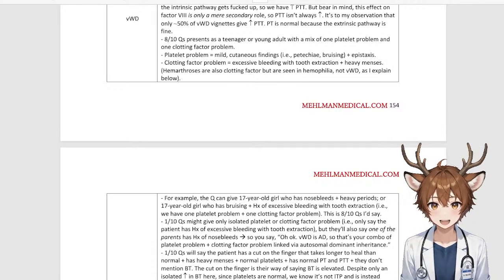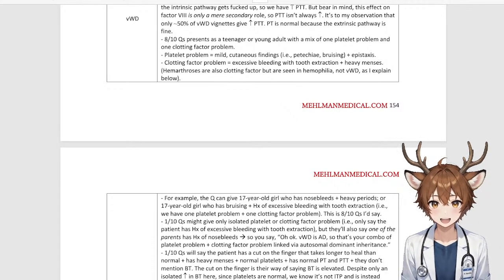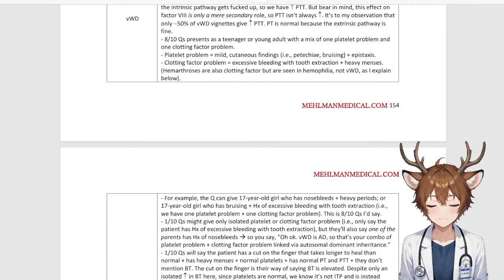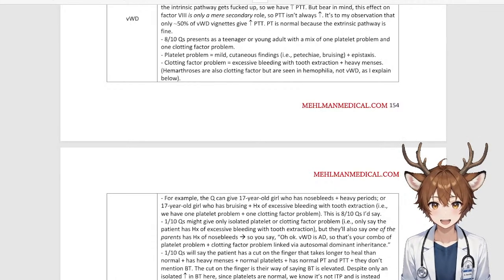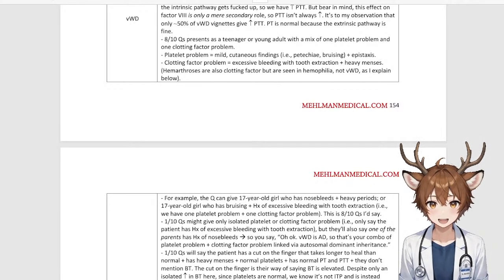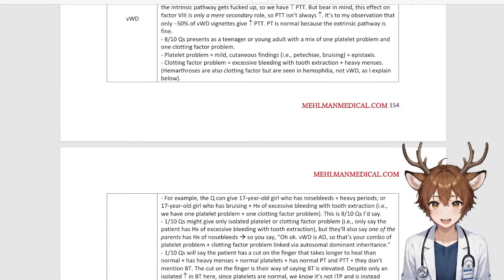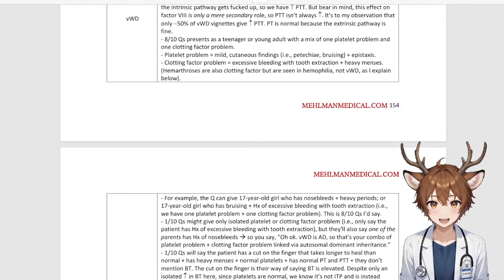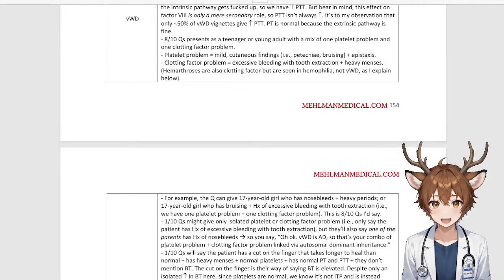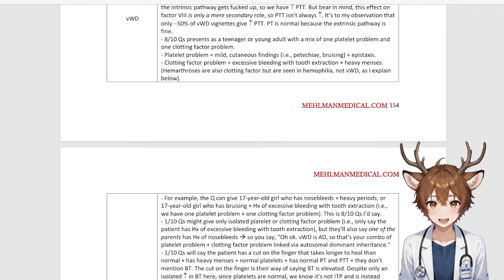I'd say that 1 out of 10 questions might give only isolated platelet or clotting factor problems. Say this patient has a history of excessive bleeding with tooth extraction. But they also say that one of the parents has a history of nosebleeds, so you say, oh okay, von Willebrand disease is autosomal dominant. So that's your combo of platelet problem plus clotting factor problem linked via autosomal dominant inheritance.